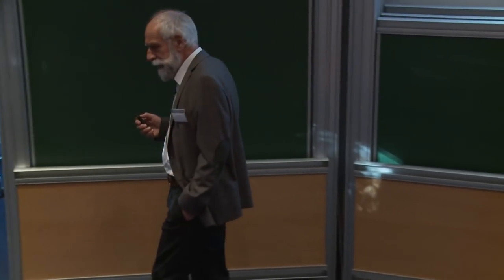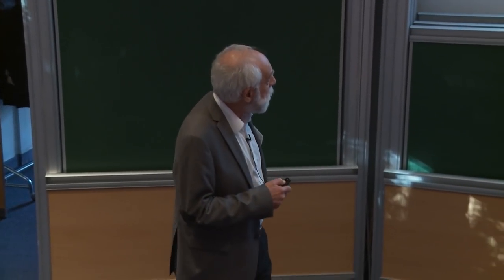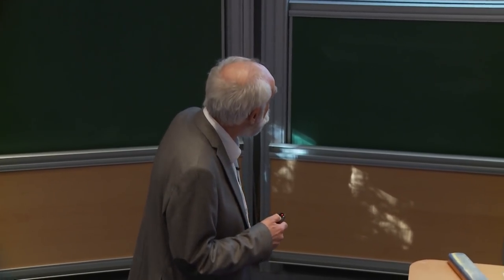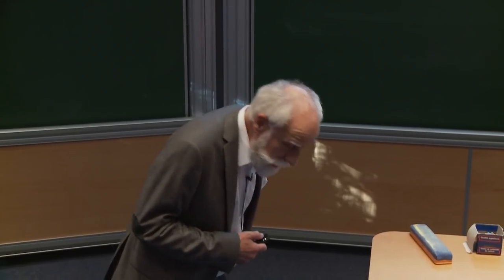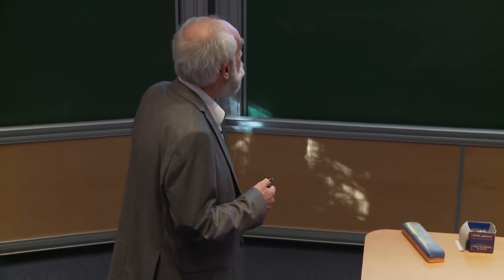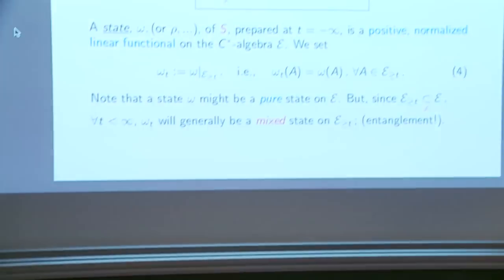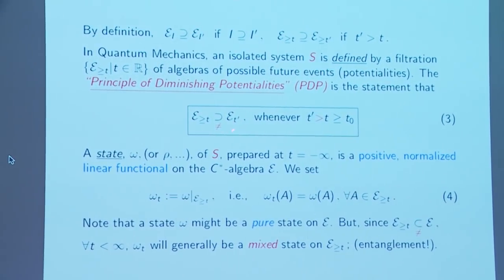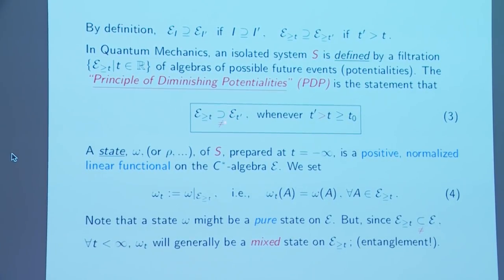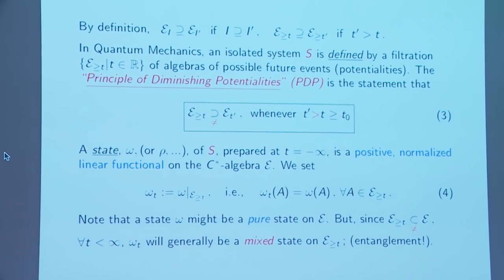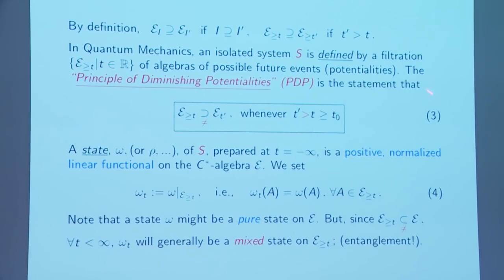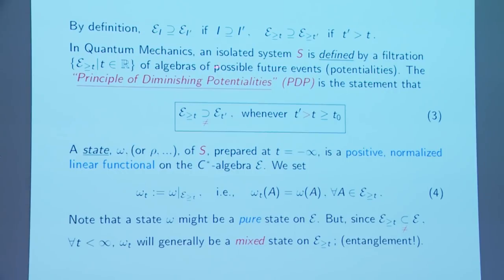So here is a principle that will guarantee that events will be possible. And I call it the principle of diminishing potentialities. It says that for a realistic model of quantum theory, E greater or equal to T contains but is not equal to E greater or equal to T prime, whenever T prime is larger than T. The equal sign is missing here. So this you should try to record. I think this is important.